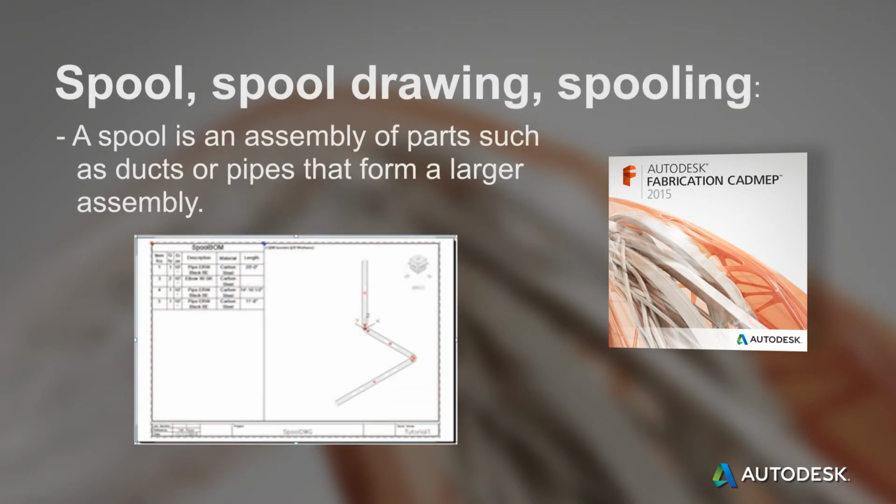Spool, spool drawing, spooling. A spool is an assembly of parts such as ducts or pipes that form a larger assembly. A duct spool or pipe spool is a type of modular construction. A spool drawing is usually an isometric detail drawing that shows how the spool is to be fabricated and assembled. The process of creating a spool drawing is called spooling.